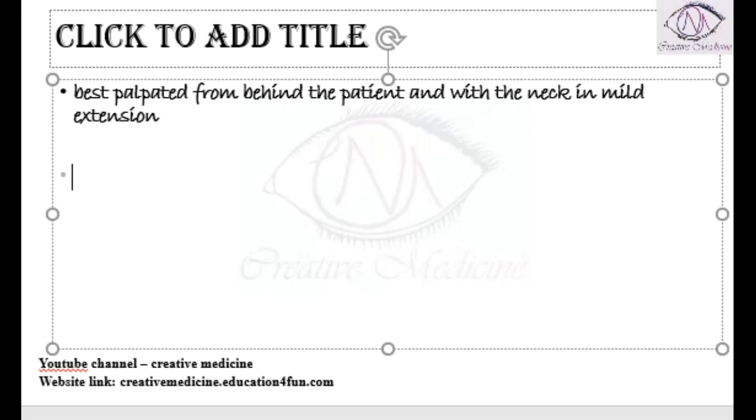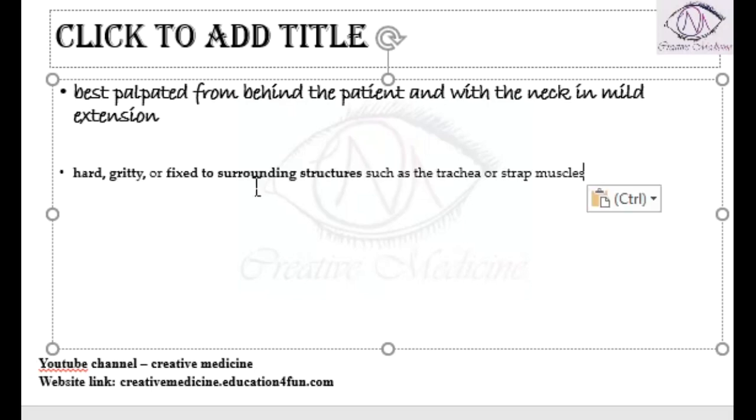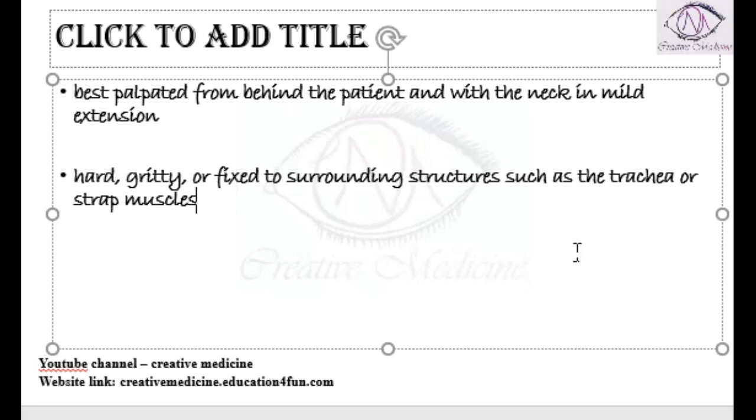Now, if the nodules are hard and gritty, and if they are fixed to the surrounding structures like either the trachea or strap muscles, then there is an increased chance that these are malignant.